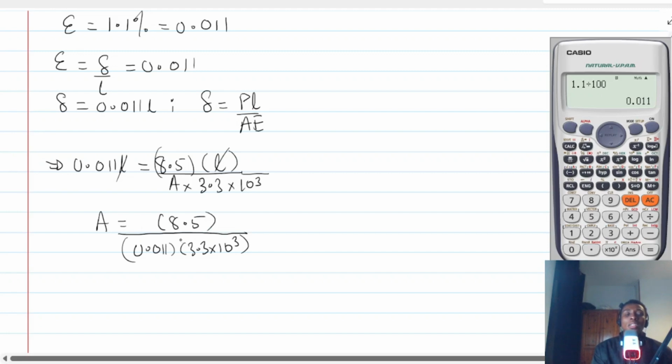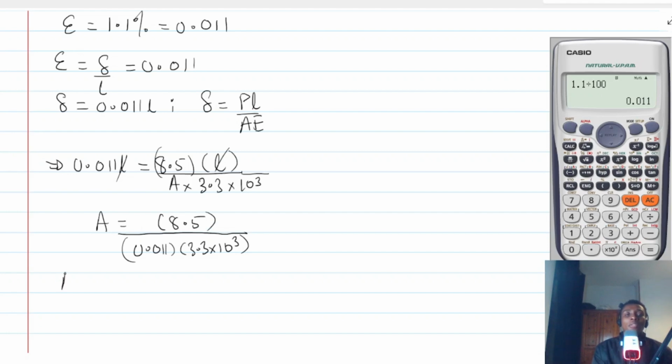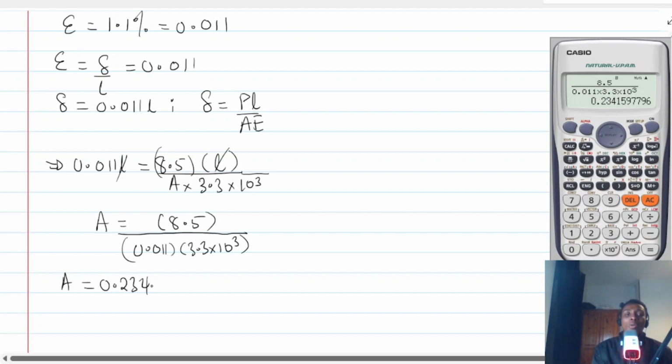So that is it for you. And the final area is going to be 8.5 divided by 0.011 multiplied by 3.3 times 10 to the power 3. So basically the area is 0.234 millimeters squared. So that is the area.